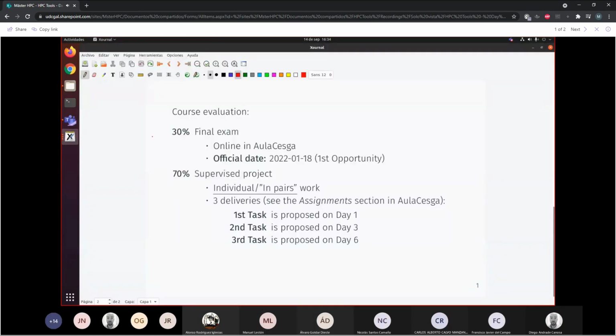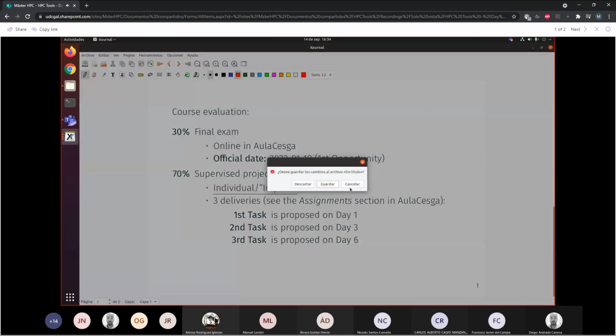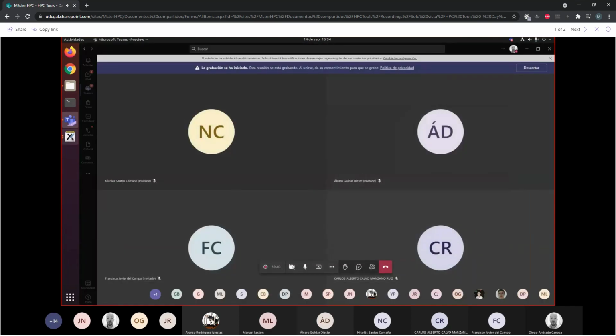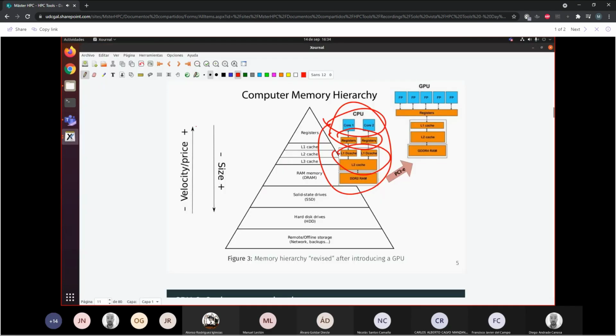Okay, so the idea of the memory hierarchy is that we are going to have faster memories in the topmost levels of the memory hierarchy, which are smaller but also very expensive regarding the cost per byte. And as we descend in the memory hierarchy, the memory is becoming slower, but also larger, but also cheaper.